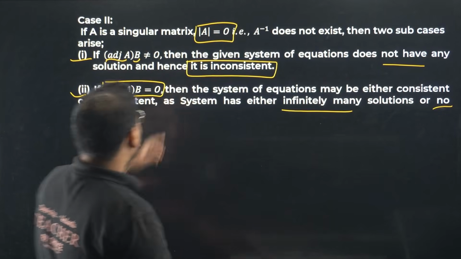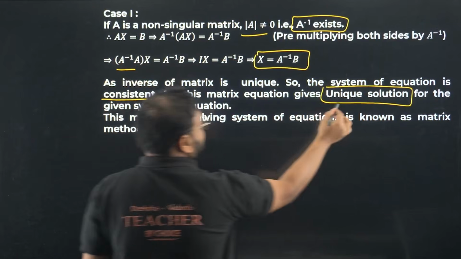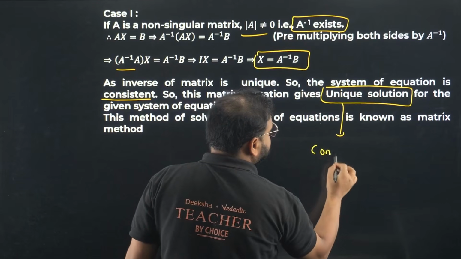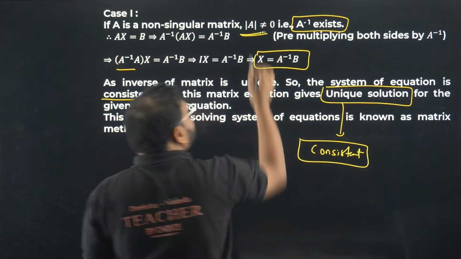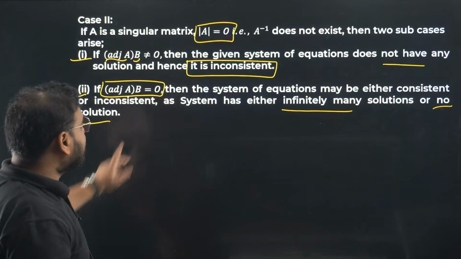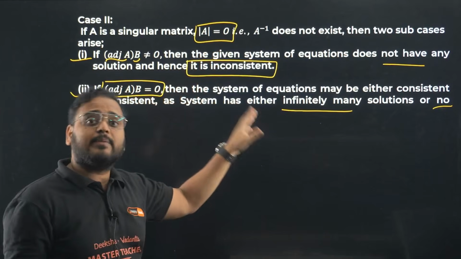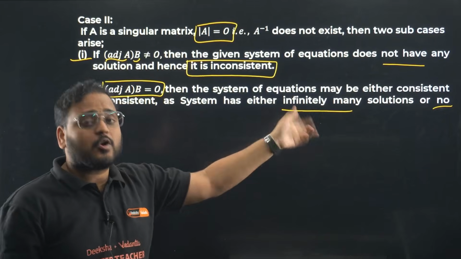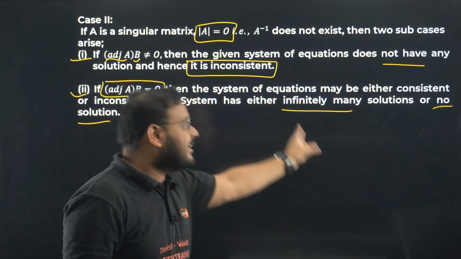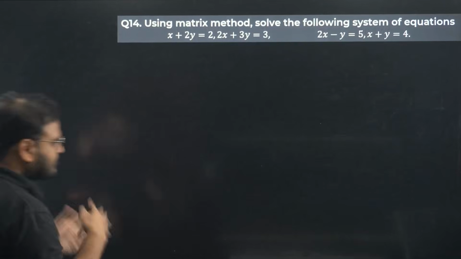Remember, in the consistent case we also had the unique solution case. This also is a consistent form, but for it you must have the determinant non-zero. If the determinant is 0 and adjoint of A times B is also 0, it can be either inconsistent or consistent. But which type of consistent? The infinitely-many-solutions type. Okay, so this completes your concept part.